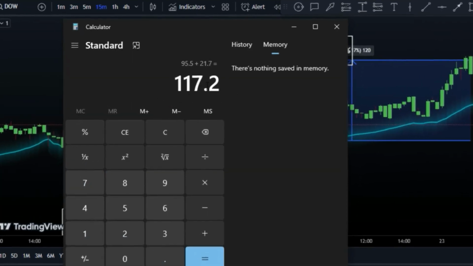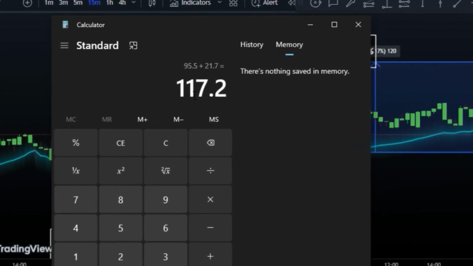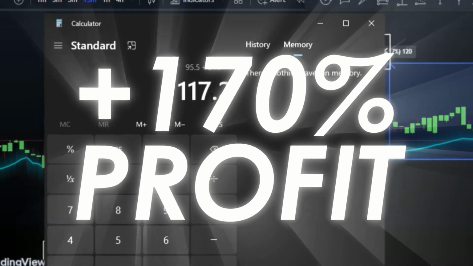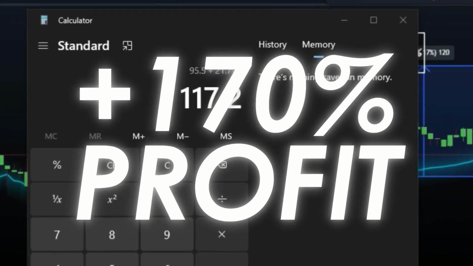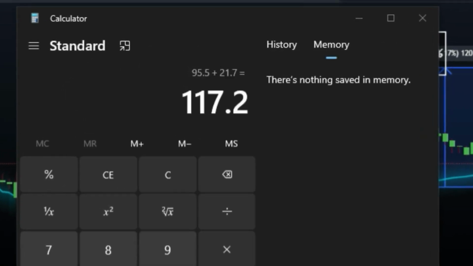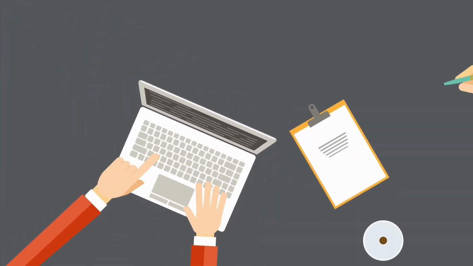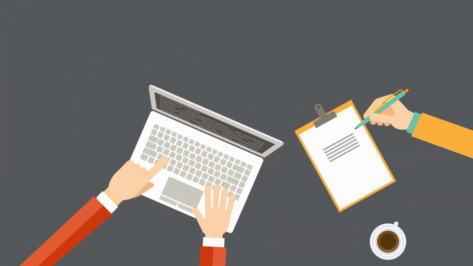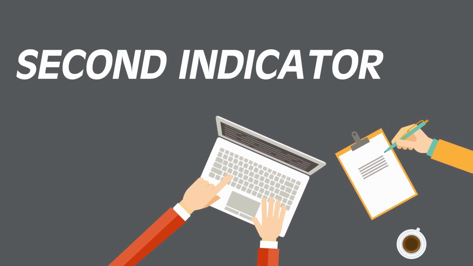We applied our strategy to a Dow Jones chart and saw impressive results, achieving a remarkable 117% profit with just a few trades. But that's not all. We're going to enhance this strategy even further by adding another powerful indicator to the mix. This additional indicator will help you maximize your profits and make more informed trading decisions.